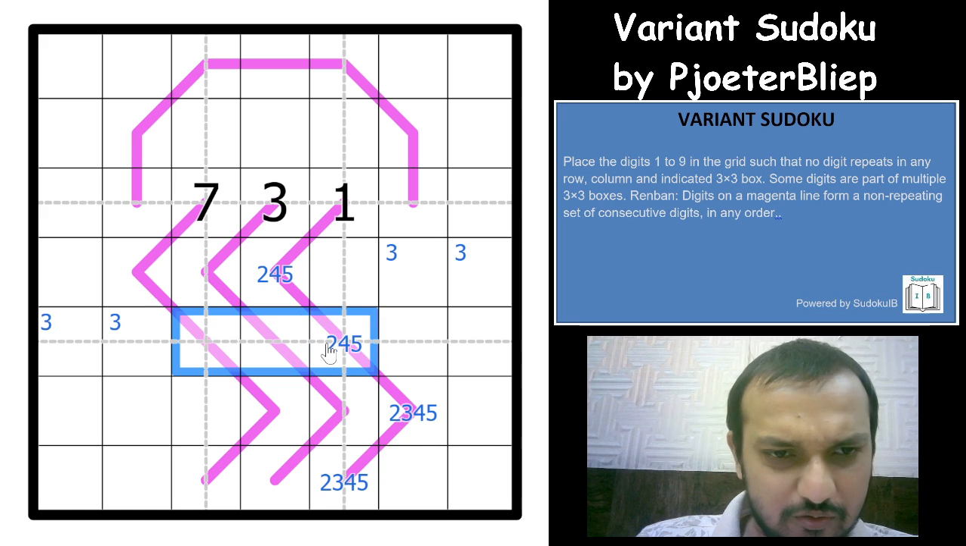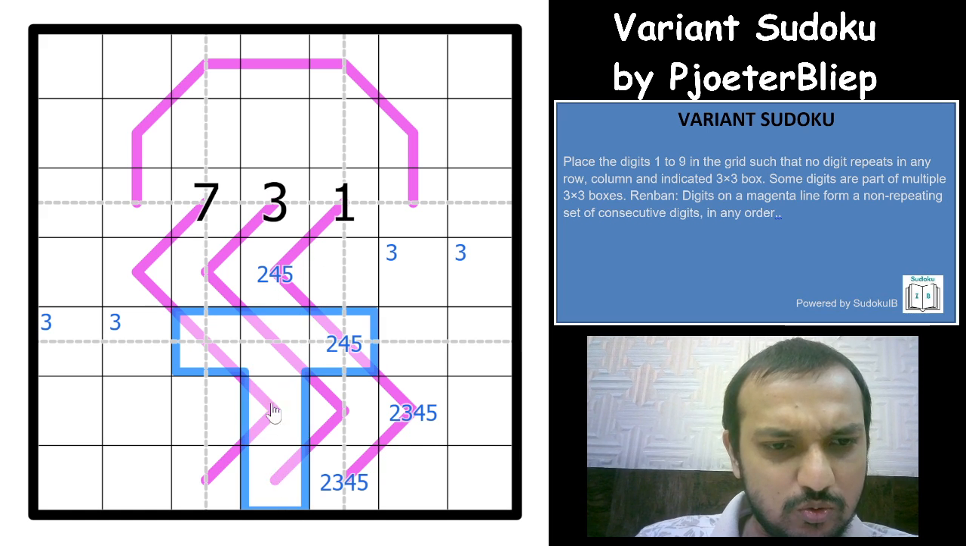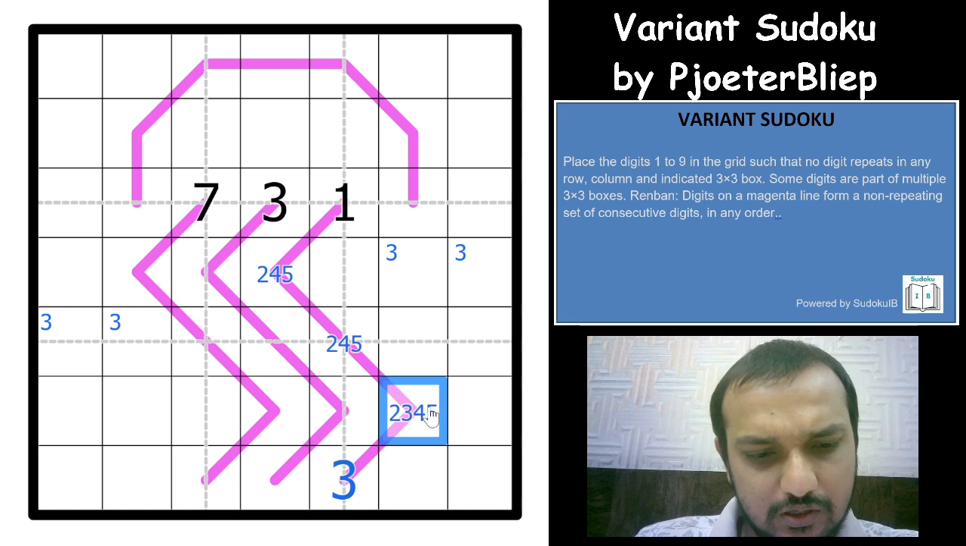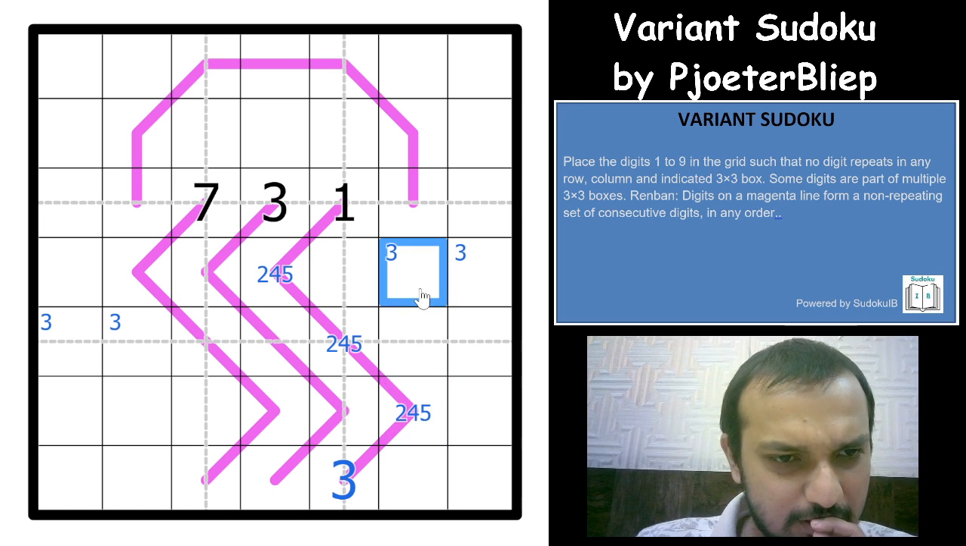3 cannot be in any of these 3 lines because it's already in box 5. Cannot be in these 2 cells because of the same column. Cannot be here because of the same line. Cannot be in these 2 cells because of the same box. It's already pointing here in these 2 cells. So 3 would have to be here. That's nice. We got our first digit here.